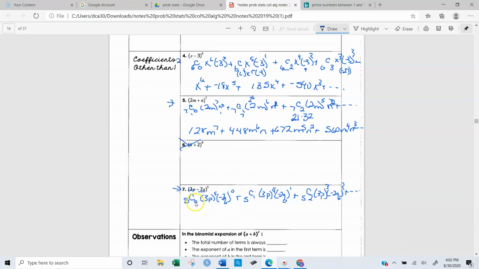5 choose 0, all right, that's 1. This is 1, so this is just 3 to the 5th, p to the 5th. Well, we know 3 to the 5th is 243. So we have 243 p to the 5th. Plus, well, now we got 5. We got 3 to the 4th, which is 81. Then we have a -2. You multiply all of that out.